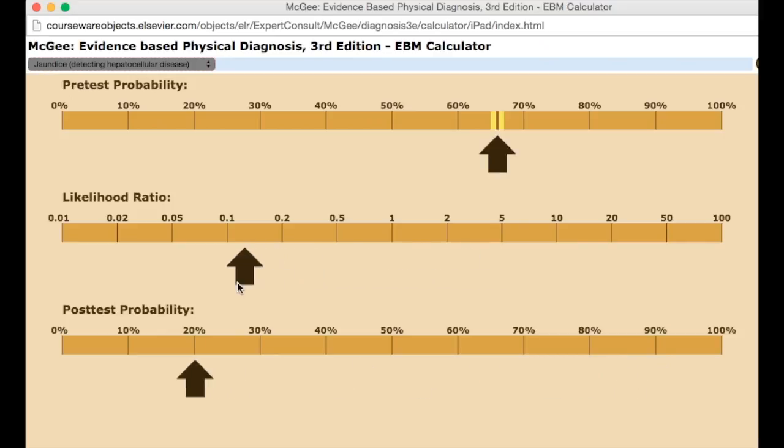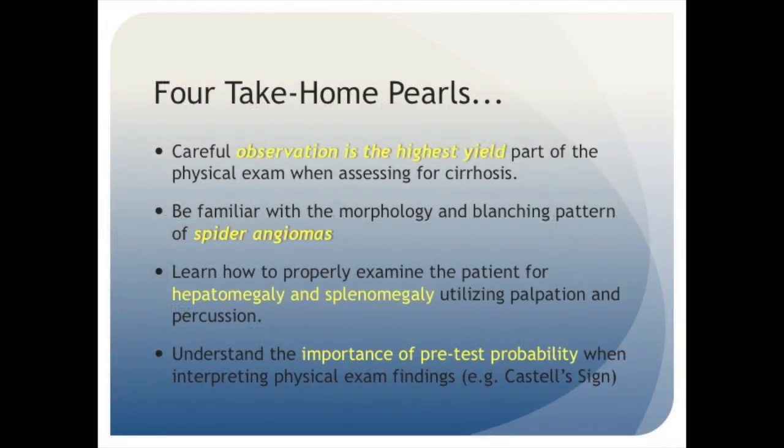Conversely, imagine that our patient has a palpable gallbladder, so-called Courvoisier's sign, which has a positive likelihood ratio of 0.04. Look at what that does to our post-test probability. First, we were 65% sure that our jaundice was hepatocellular. Now we're less than 10% sure. And this is because a palpable gallbladder is so specific for obstructive jaundice.